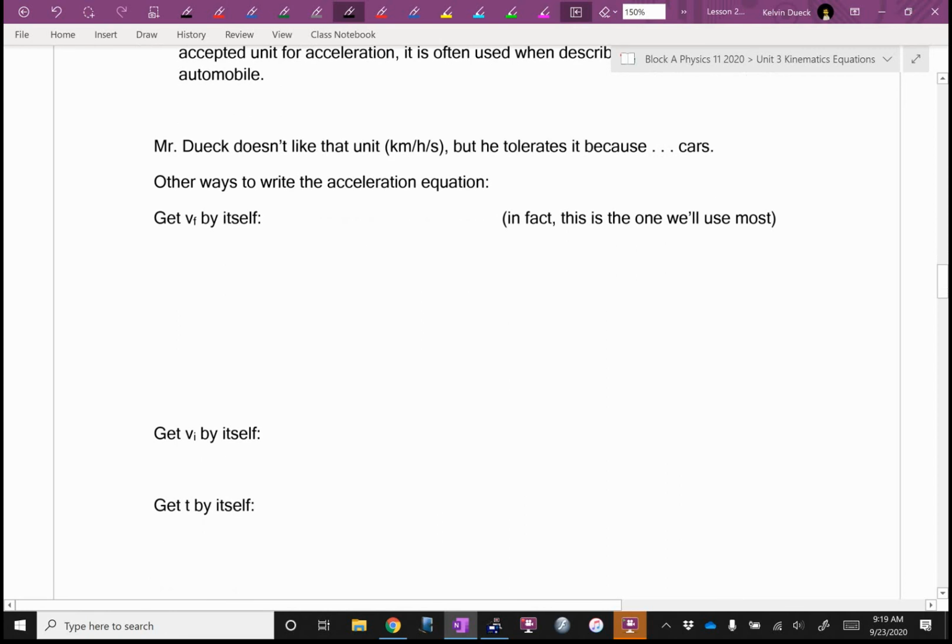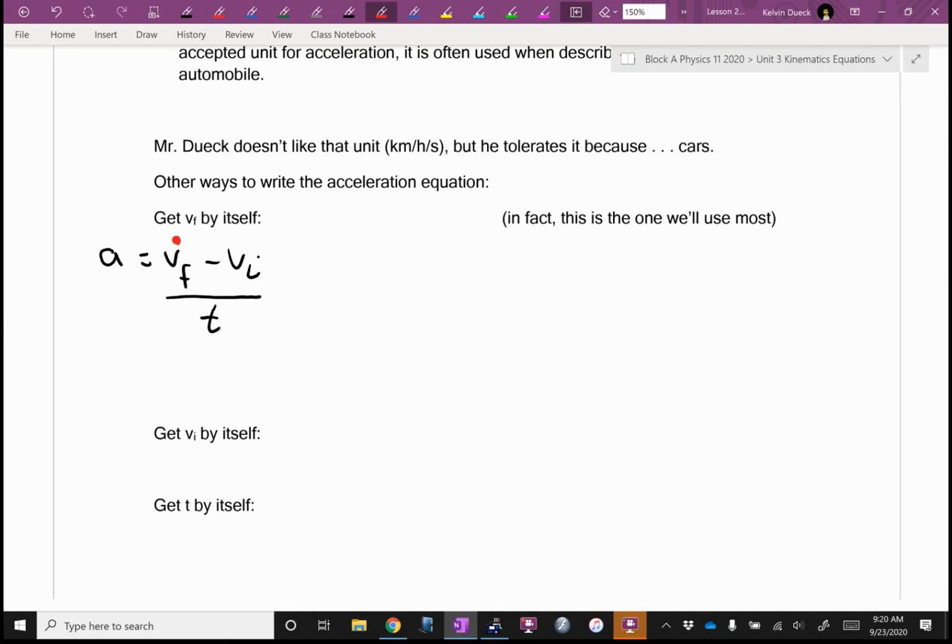Other ways to write the acceleration equation. Get the VF by itself. So let's write the acceleration equation. Let's leave the vector signs off because we're just going to do some algebra and we don't care right now. A equals VF minus VI over T. I want to get the VF by itself. I'll put a red dot above it just so I can see what I'm tracking.